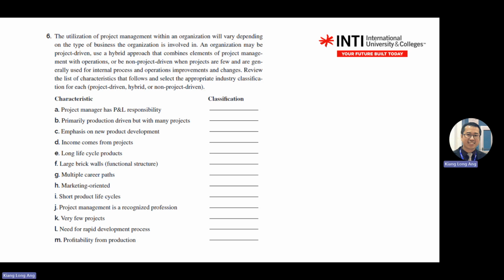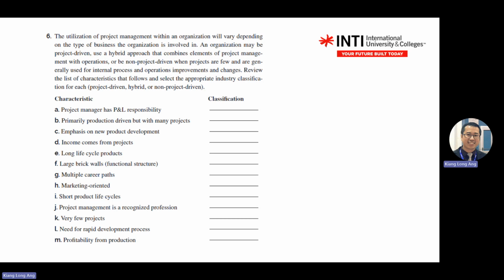Okay, so very high chances this one will come out in your test one, right? So go and read project-driven, hybrid, and non-project-driven characteristics and examples in the PowerPoint slides. Okay, so 3 types of this one. So no, this one comes out in the final, not the test. This one comes out in the final. One, I think more than 2 students got very low marks in this question. Right. So the first one, PM has P&L responsibility.